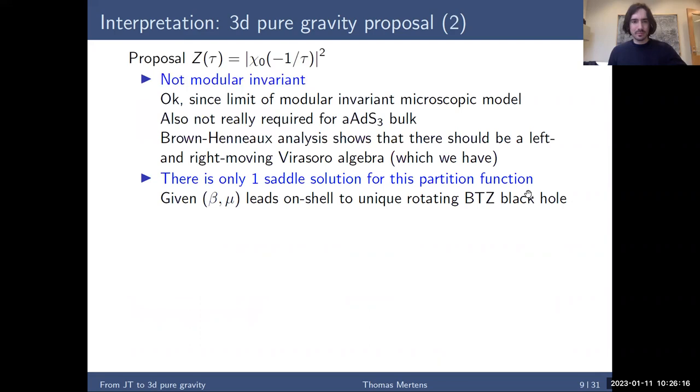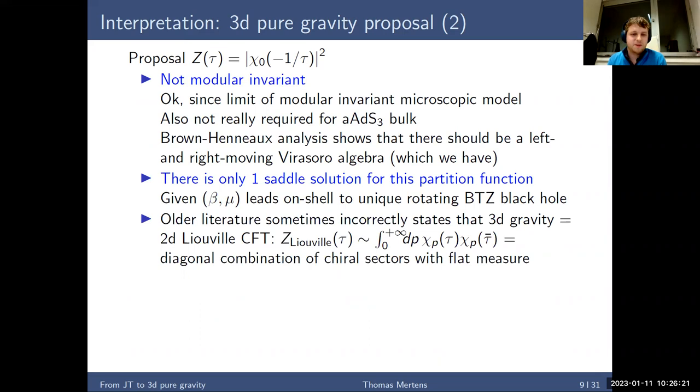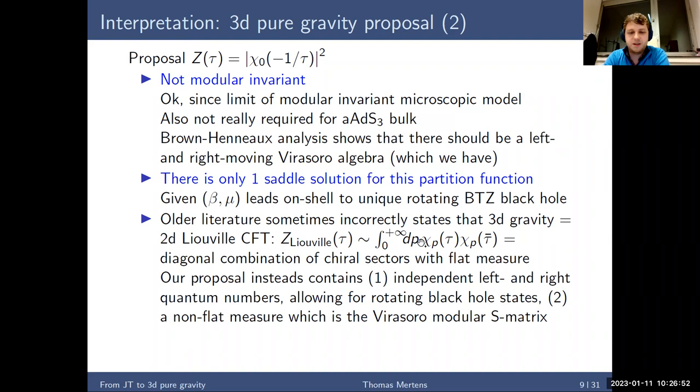Now I want to make one comment, and this is also definitely related to the paper by Kotler and Jensen. In the older literature, it's sometimes stated incorrectly that 3D gravity is just dual to the 2D Liouville CFT, and the 2D Liouville CFT on the torus has this type of partition function. So it's also composed of some linear combination of the Virasoro characters, the chiral and anti-chiral parts. And in particular, it's a diagonal combination of the chiral sectors with a flat measure. So there's no p-dependent measure here.